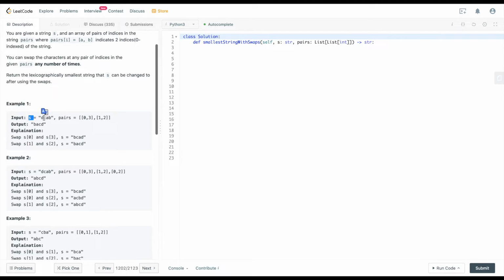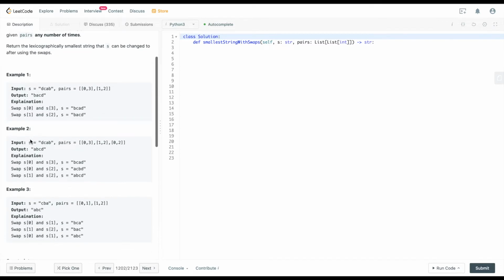Let's look at example 1. So input s equals DCAB, pairs equals [0,3] and [1,2]. 0 is D and 3 is B. This means D and B can be switched. And then 1 and 2 is C and A. This means C and A can be switched. So how can we switch this to make it the lexicographically smallest string? We need to switch B and D, right? So B comes before D, and then we can switch C and A, so A comes before C. The output should be BACD, which is correct.